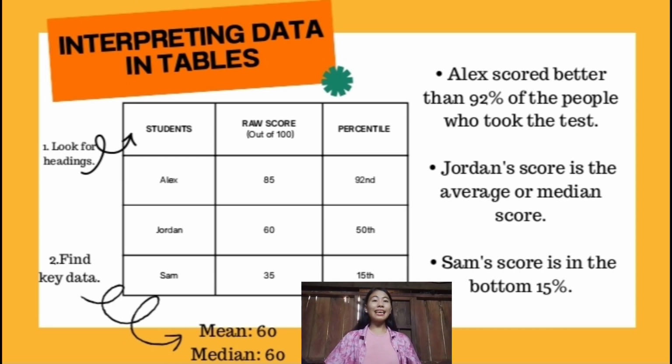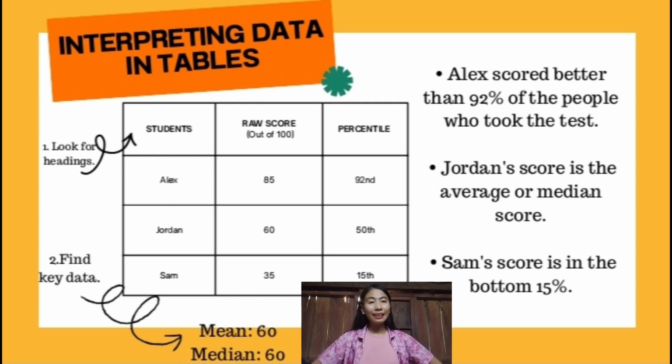In the second column are their scores. Alex got 85, Jordan got 60, and Sam got 35. In the third column, we have the percentile of their score. Alex is the 92nd, Jordan is 50th, Sam is 15th. So Alex scored better than 92% of the people who took the test, Jordan's score is the average or the median score, and Sam's score is in the bottom 15%.